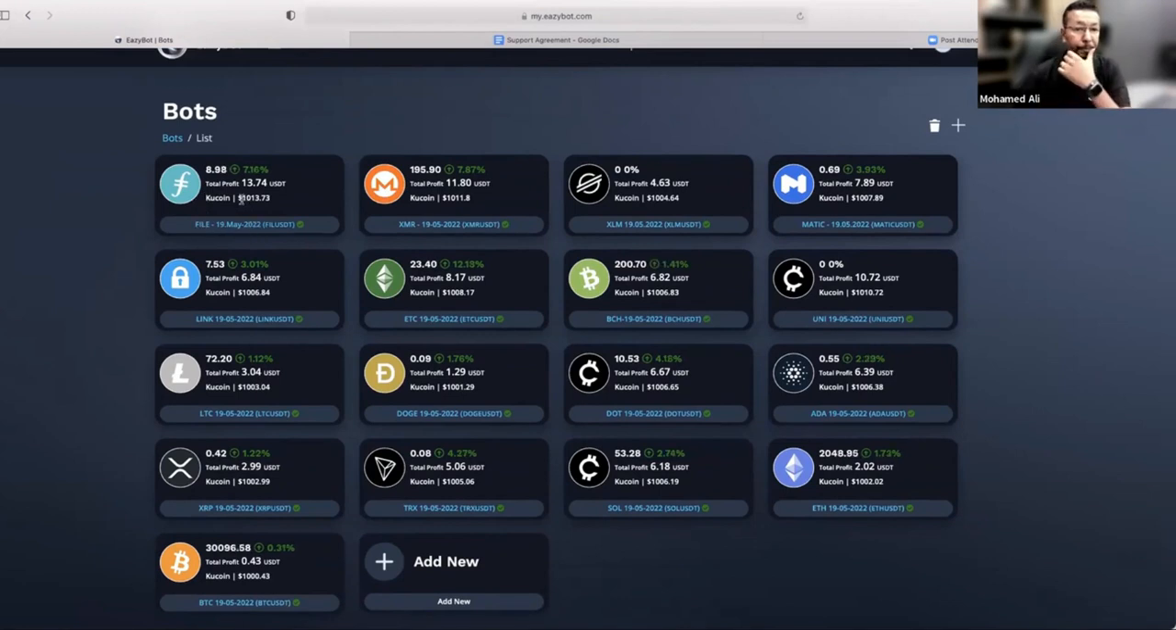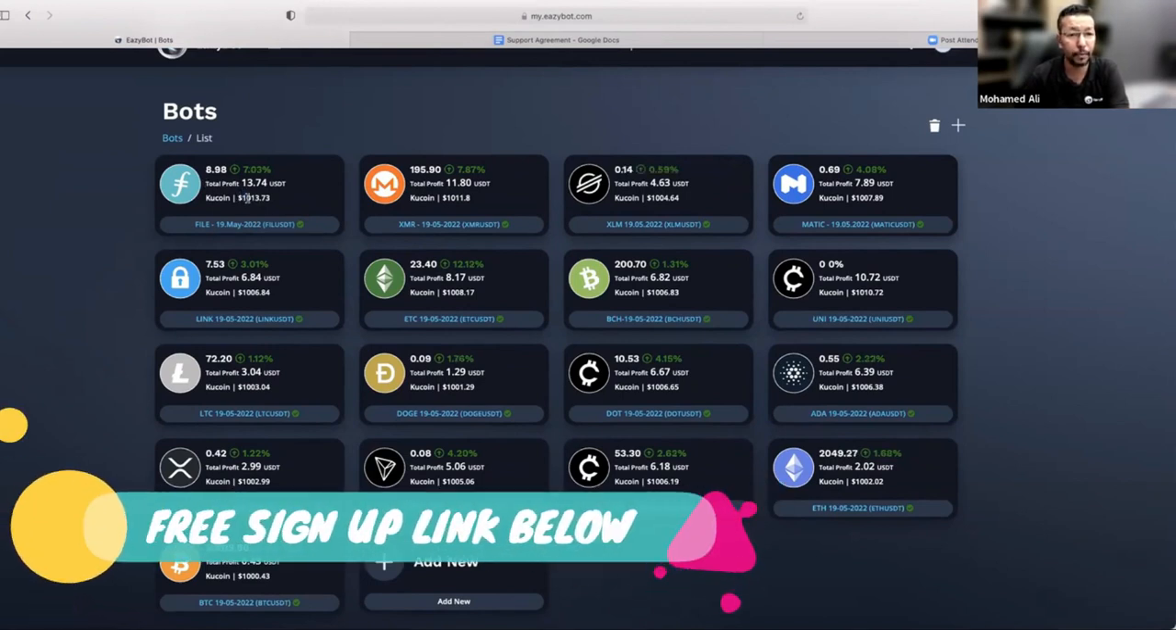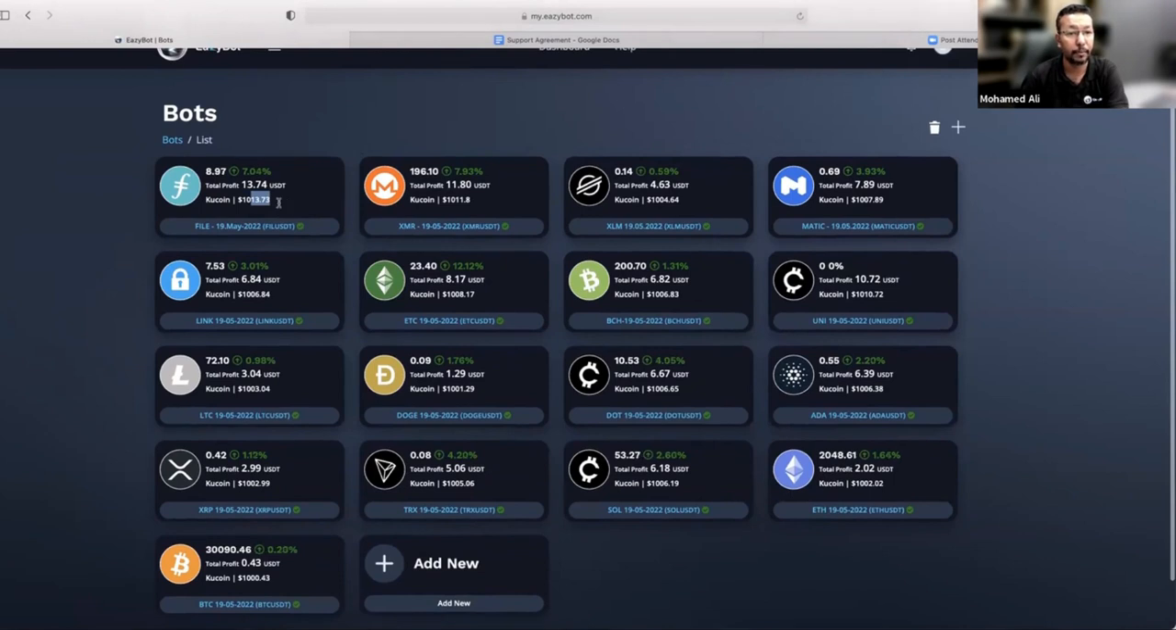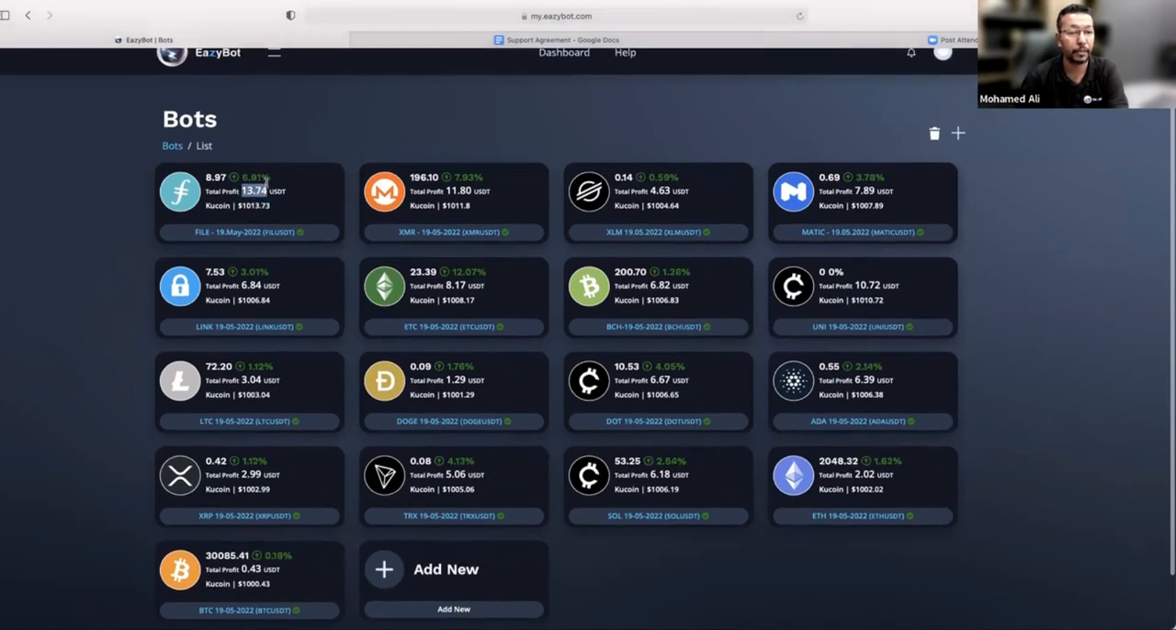If you look at here, the amount used in each coin initially was 1,000, but right now the capital is not 1,000 anymore. It's 1,013.73. Where did this come from? It's basically the profit that this coin has made.